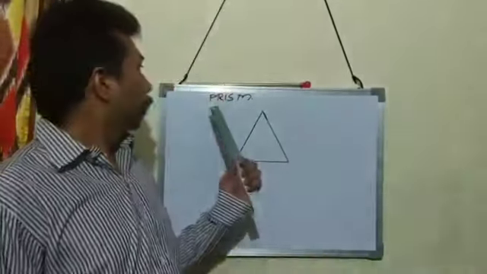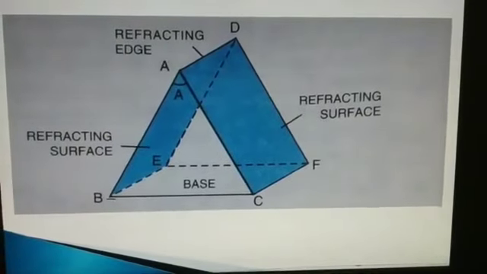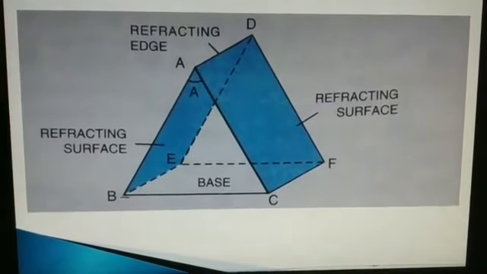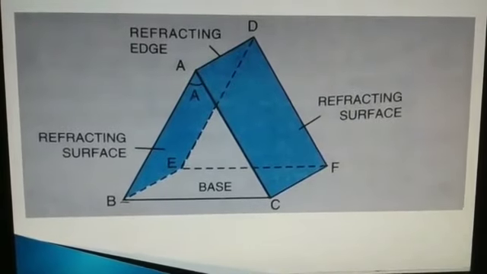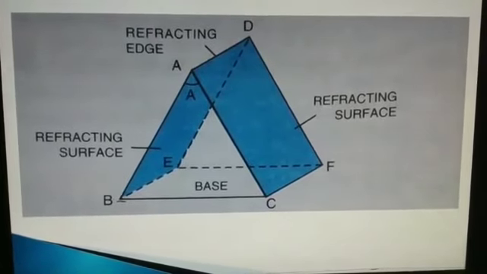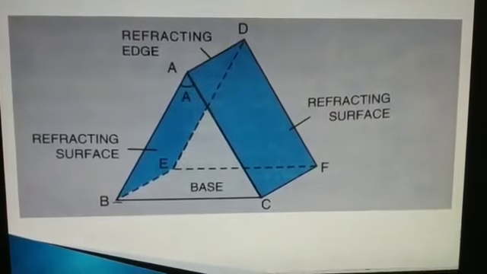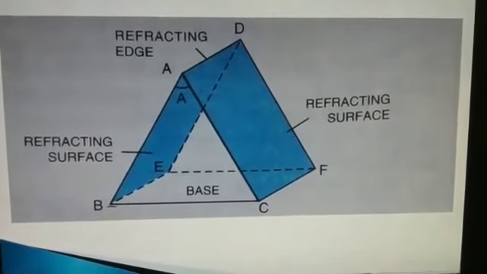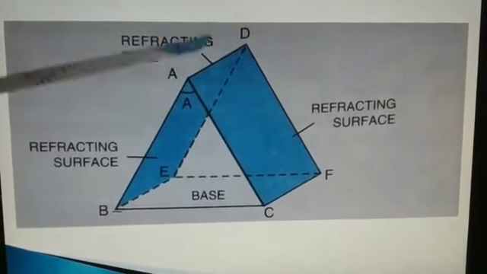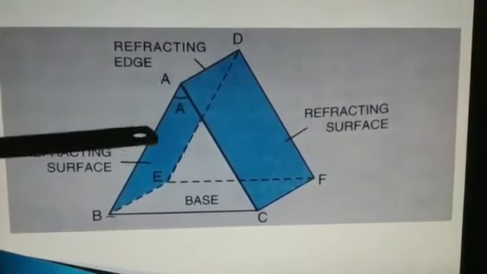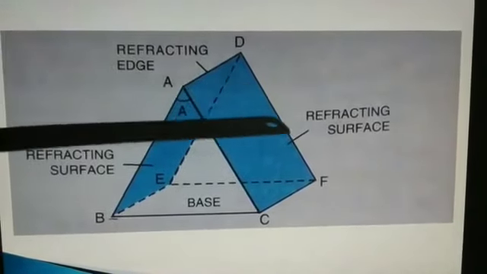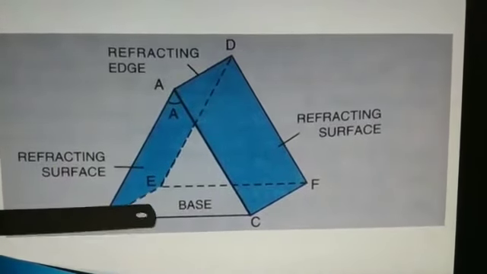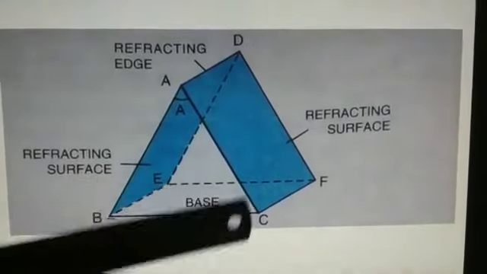The topic is prism. A prism is a transparent refracting medium bounded by five plane surfaces with a triangular cross section. Here you can see three rectangular surfaces. This is a rectangular surface, this is a rectangular surface, and the base is also a rectangular surface.